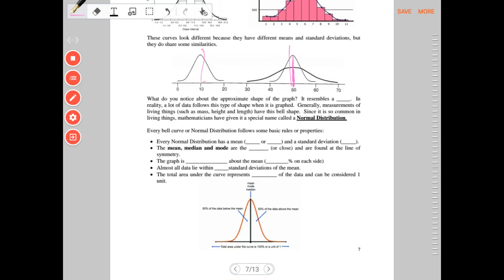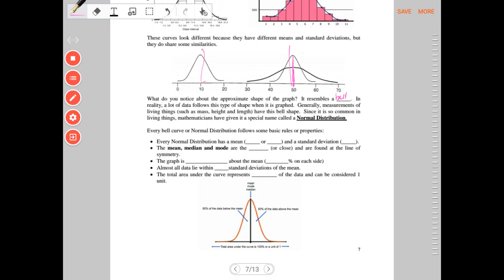What do you notice about the approximate shape of the graph? I would say it resembles a bell. In reality, a lot of data follows this type of shape when it's graphed. Generally, measurements of living things such as mass, height, and length have this particular bell shape. Since it is so common in living things, mathematicians have given it a special name called a normal distribution.